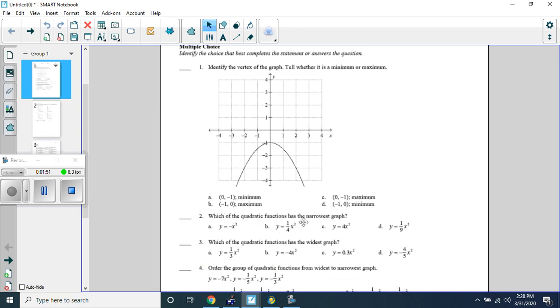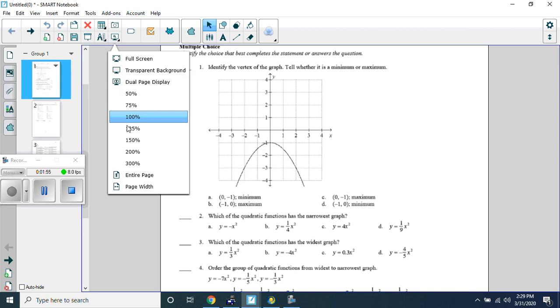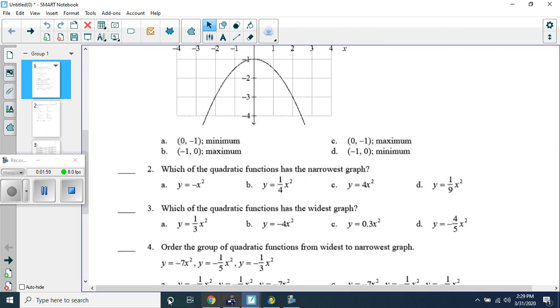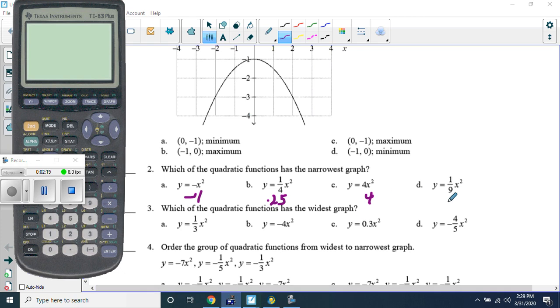Which quadratic function has the narrowest graph is the next question. And you figure out how narrow a graph is by the coefficient out front, the size of it. So this one has a -1 out front. This one has a 0.25 out front, or a quarter. This one has a 4 out front, and this has 1/9, which is 0.1 repeating.